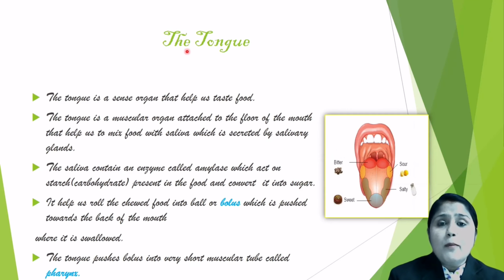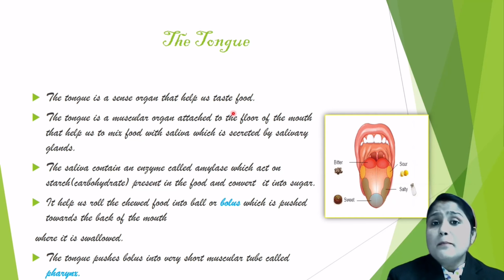When we talk about the mouth, we have two parts. First is the teeth and another one is the tongue. In my earlier video, I have told you about the teeth. In this video, we will see the tongue. What is the tongue? Well, the tongue is a sense organ that helps us taste food.